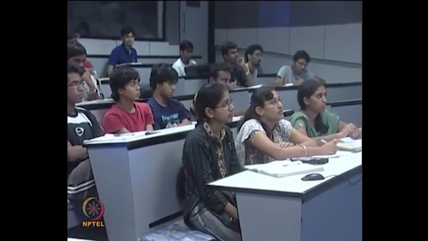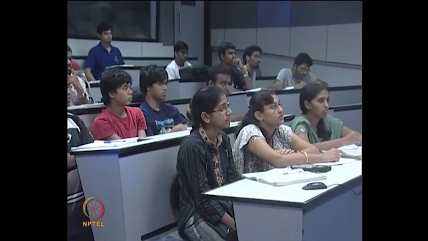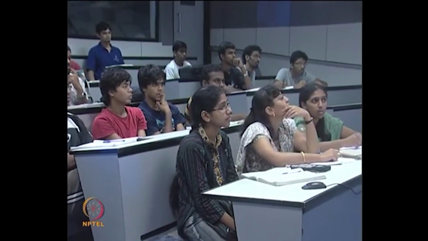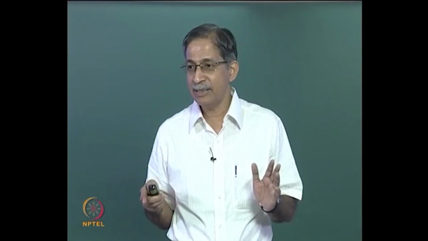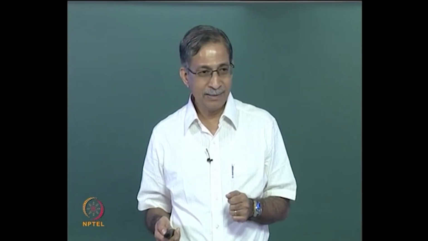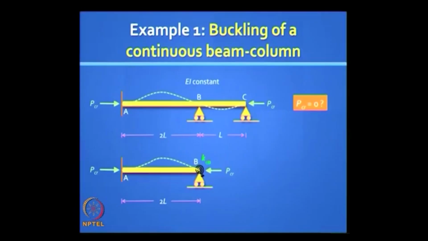Okay, for AB, what is the lower bound and the upper bound for P critical? What is the actual condition? If I isolate AB, what should I put at B? If I take out AB, A is fixed against translation and rotation. Roller and spring, right. That is the picture I should draw. Now it is easier for you to understand. The only variable here is K theta B, the rotational stiffness of that spring, which represents BC.